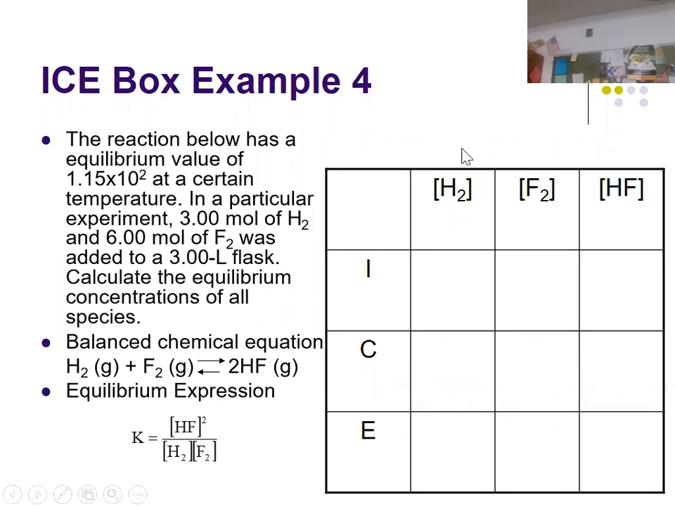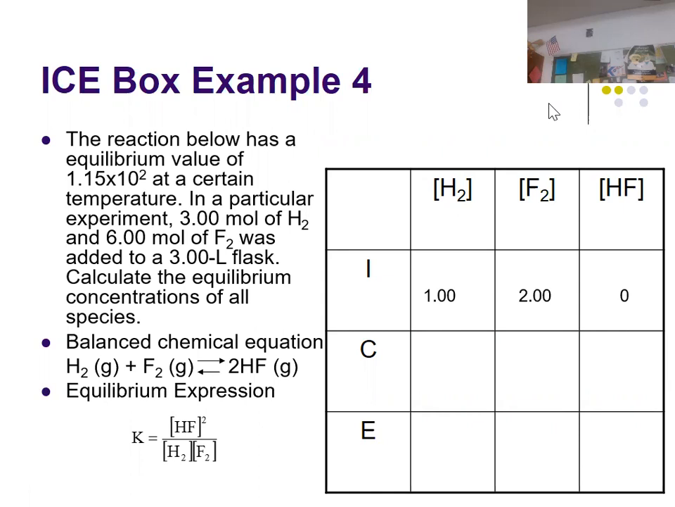So my H2 would be 3.0 divided by 3.0, which equals 1.00. My F2 is not 6, because that's just the number of moles. I need to divide the moles by volume, and that gives me 2.00. What about HF? Do I know that concentration? So you assume it's 0 because you don't know that concentration.